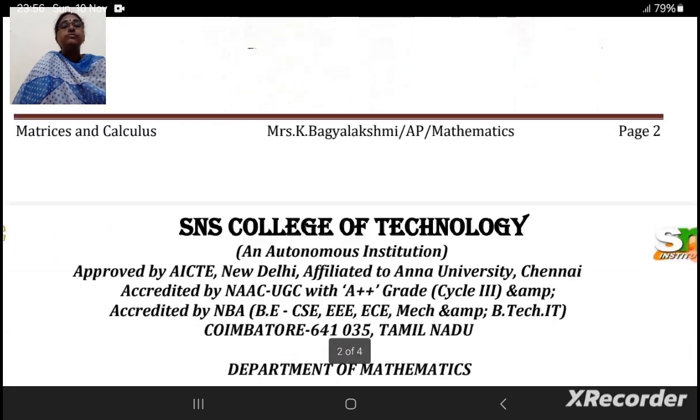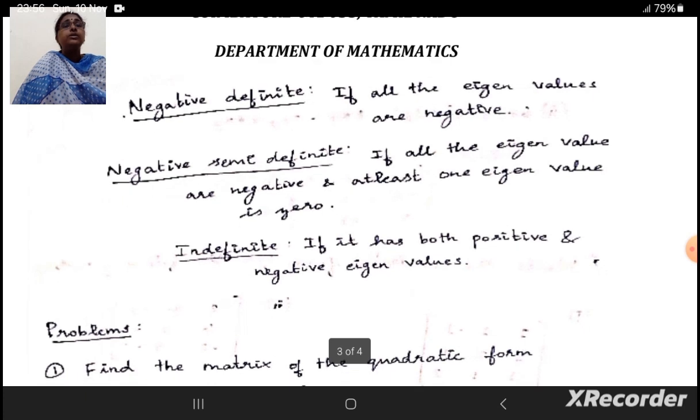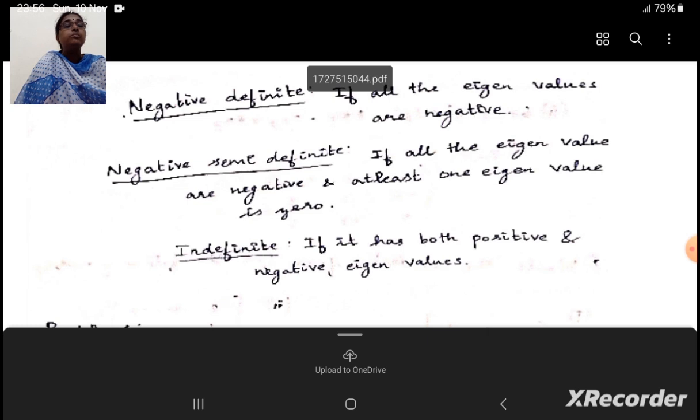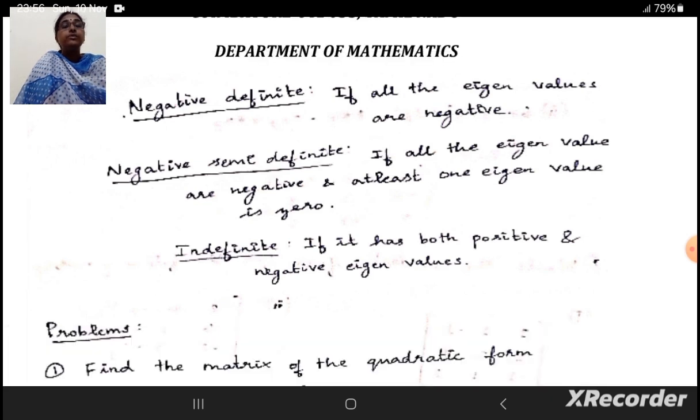Next one is negative definite. If all the eigenvalues are negative, we call it negative definite. Same thing, if all the eigenvalues are negative and at least one of the eigenvalues is 0, then it is called negative semi-definite. And if it is not satisfied by these 4 categories, then it is called indefinite. That is, if it has both positive and negative eigenvalues, we call it indefinite.